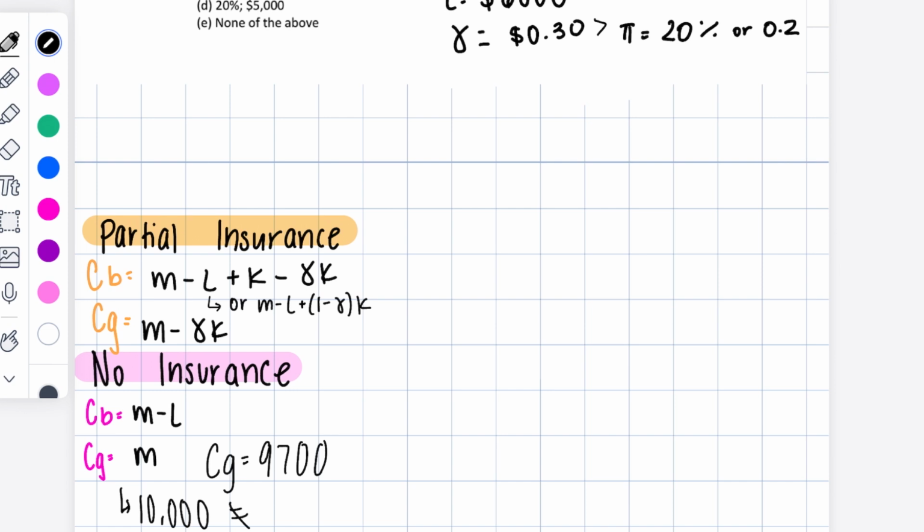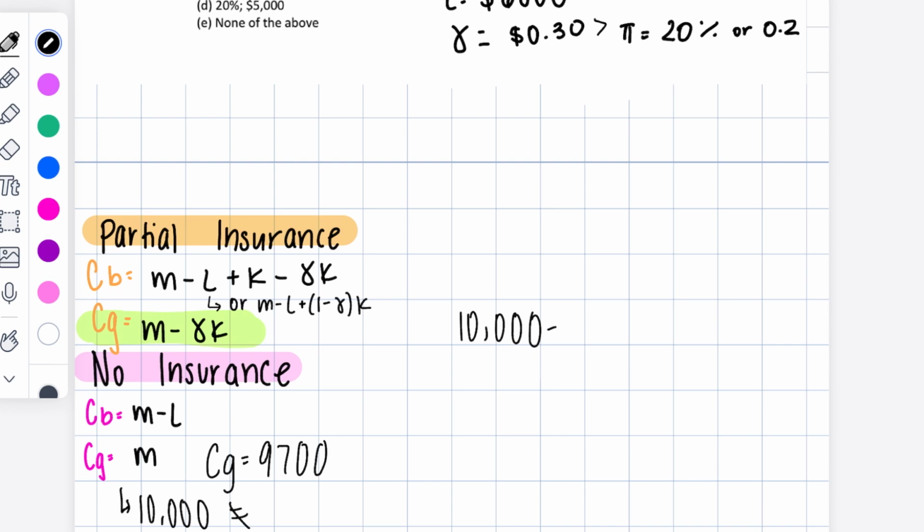And so he could not be not insured, because if you're not insured, you're not purchasing any insurance. So under the event of an accident not occurring, you're keeping all your income. You didn't spend any additional money. However, under the good state, he lost some money. So he must be purchasing some sort of insurance for his income to not equal his consumption under the good state. This means that he must have partial insurance because his good state would have to be his income of $10,000 minus that gamma K.